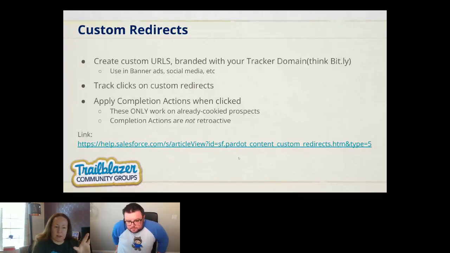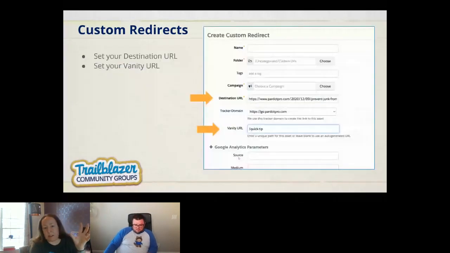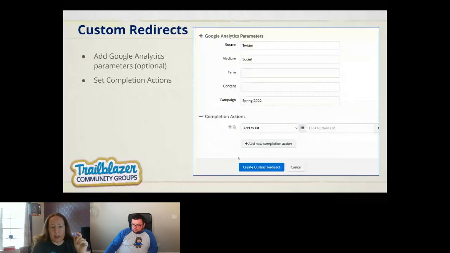So under the content tab, go to custom redirects, and you have to give it a name. You have to assign something to a campaign, and then you're going to give it a destination URL. And maybe your destination URL is really long. I'm going to use my tracker domain, which lets me assign a vanity URL. So it's going to be a very shortened URL, right? And then if you've turned on your Google Analytics connector, you'll get this option to add your Google Analytics parameters. And again, you can add completion actions if somebody is already cookied. They will have these actions applied to them.